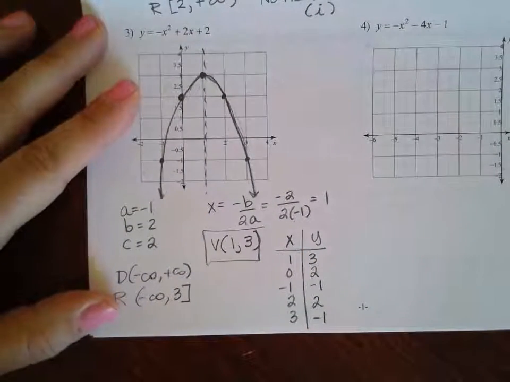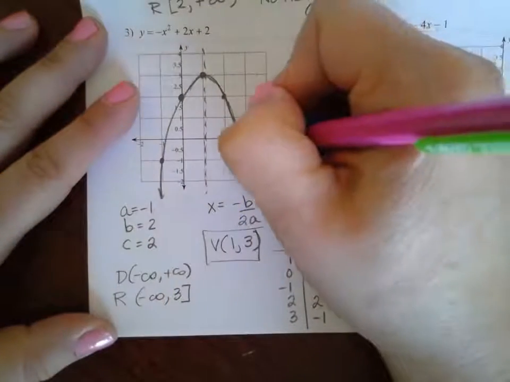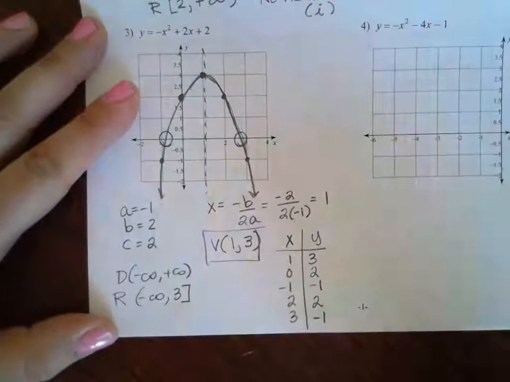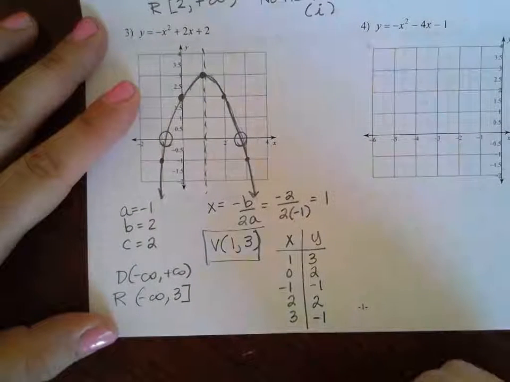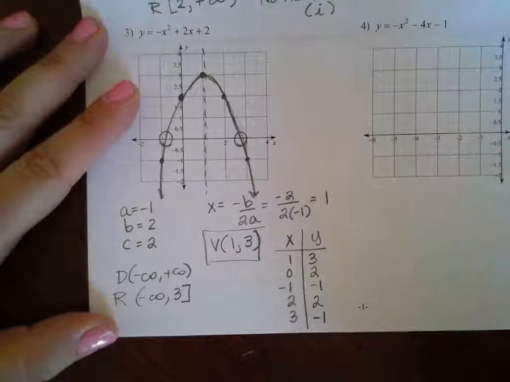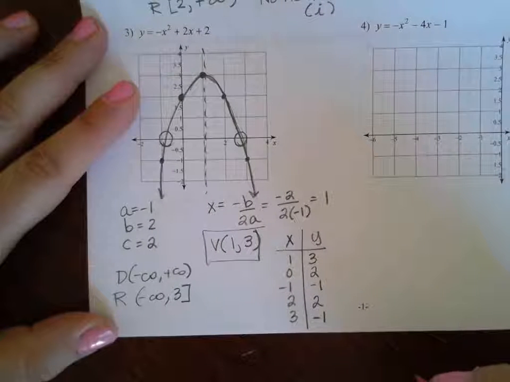And then your solutions are where it crosses the x-axis. So right here and right there. I don't know exactly where those spots are, so we're just going to circle them, okay? On the test, it'll be very obvious where they cross the x-axis.